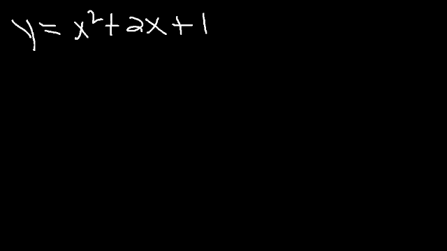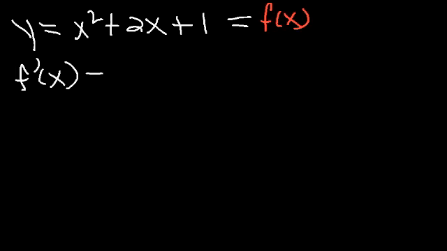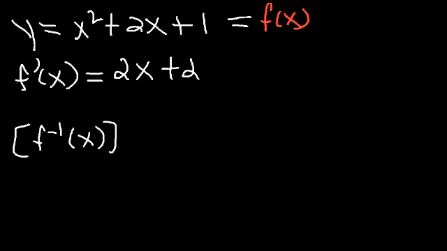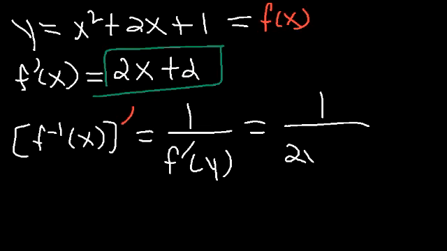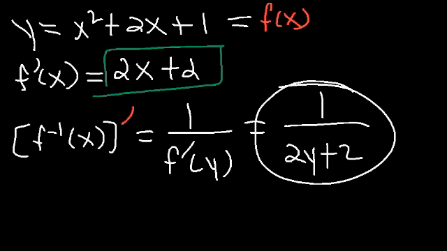So using the first method, we know this is equal to the original function f of x. So let's find the first derivative. f prime of x, or y prime, is 2x plus 2. Now using the formula, the derivative of the inverse function is 1 over f prime of y. So we have f prime, which is 2x plus 2. All we need to do is switch x and y because we need to go from the regular function to the inverse function. So it's going to be 1 over 2y plus 2. So this is the answer in terms of y.